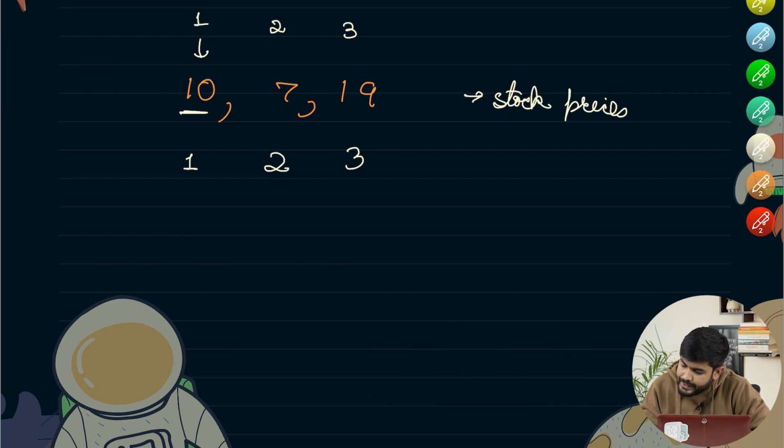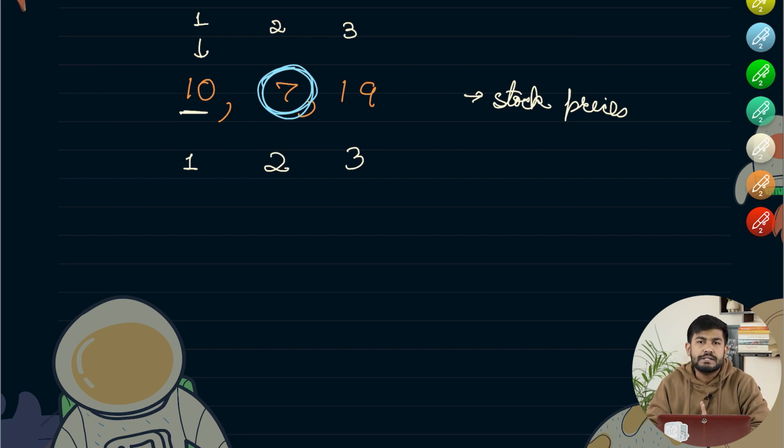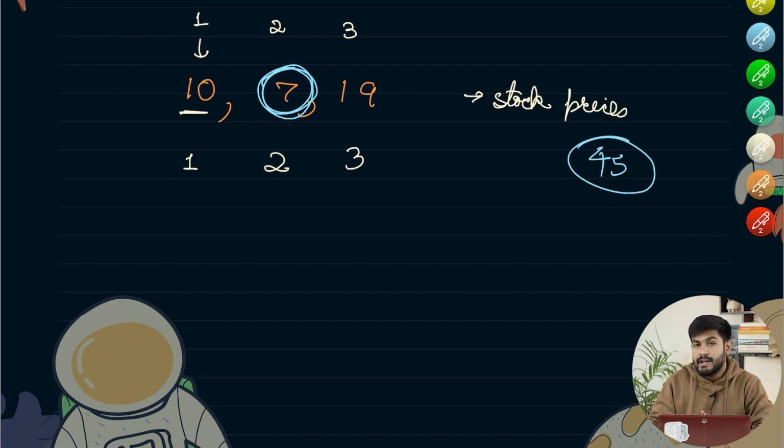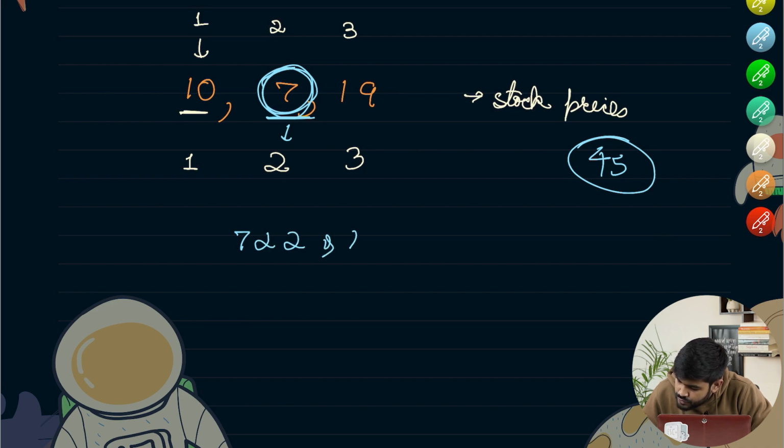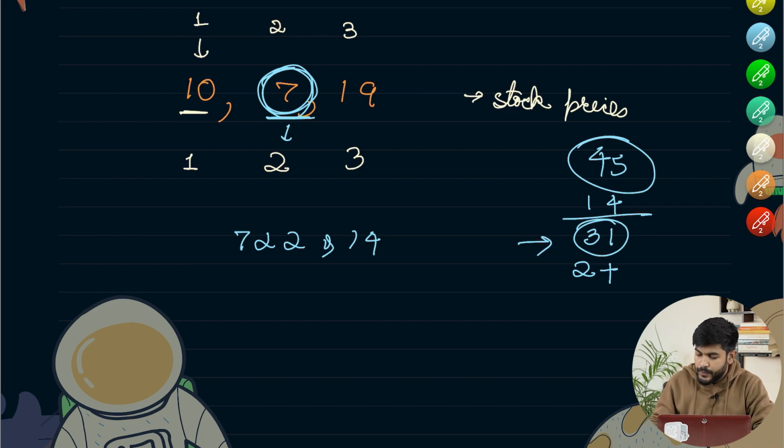So I know that if I want to buy the cheapest, 7 looks to me as the cheapest. But the amount I have is just 45 and I want to maximize the number of stocks bought. So I would buy the cheapest so that the number of stocks bought is very much. I can buy at most 2 stock for the cheapest one. So I would do 7 multiplied by 2, which is equal to 14. So I have bought 2 stocks and the remaining amount would be 31. This is my new remaining amount.